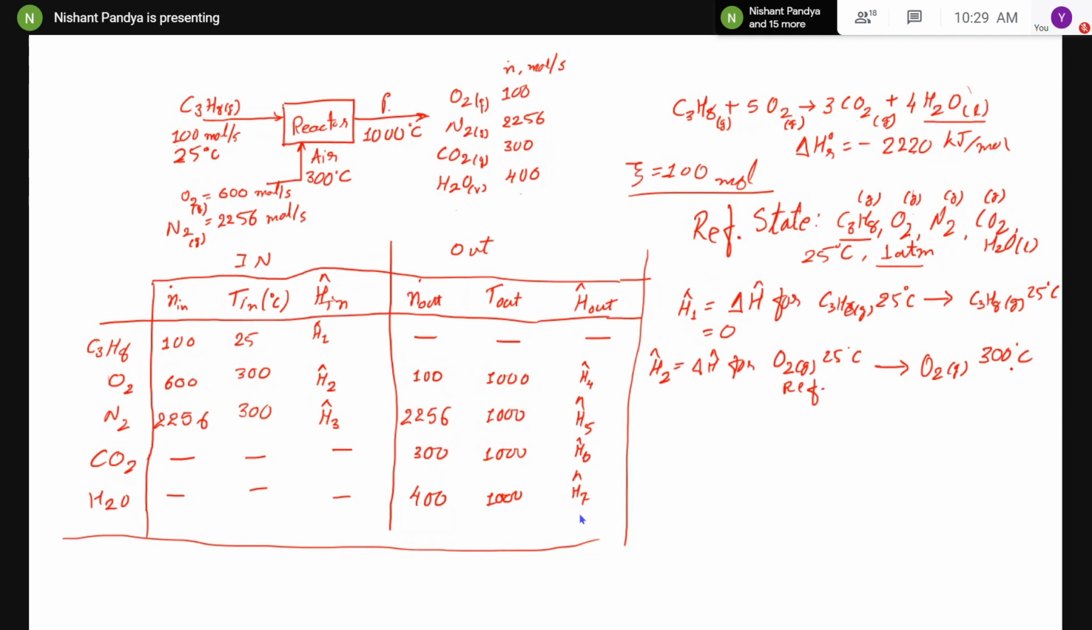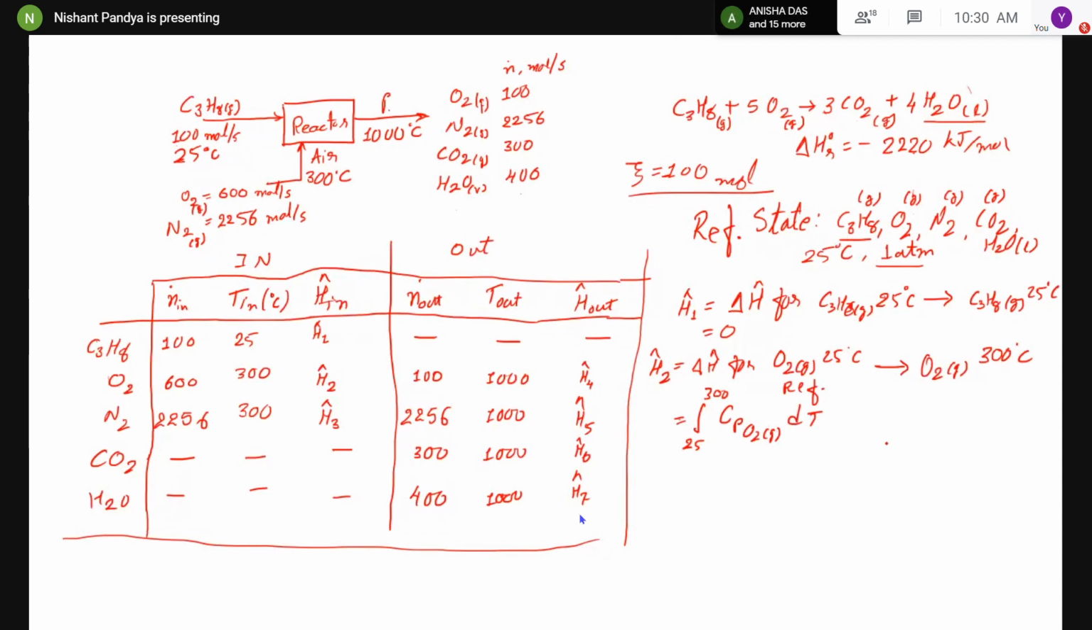We are ignoring pressure right now. We are keeping 1 atmosphere. As long as everything is in gas form, don't worry about the pressure. So this we have to calculate. So how to calculate this delta H2? It equals the integration from 25 to 300 of Cp of O2 in gas form dT.